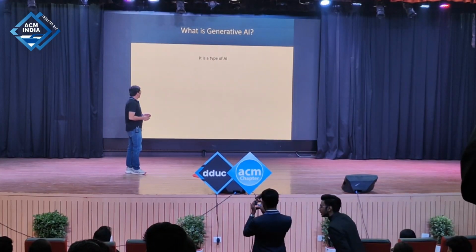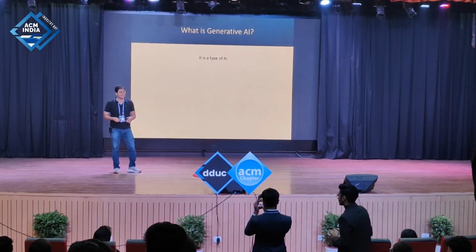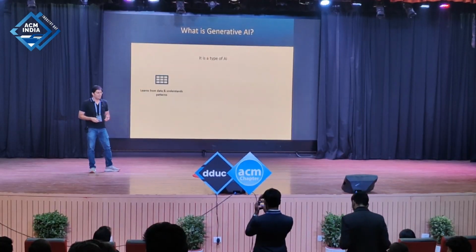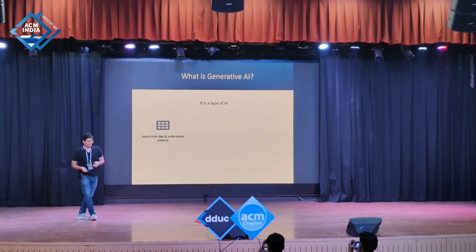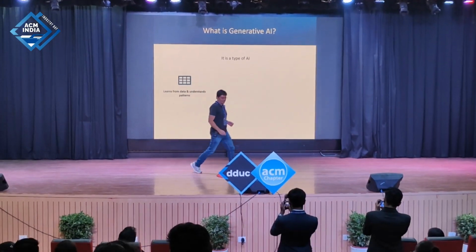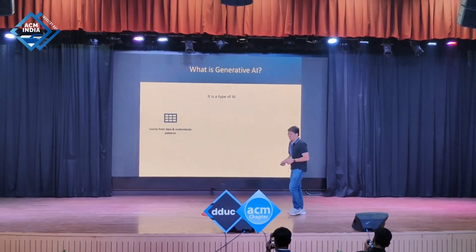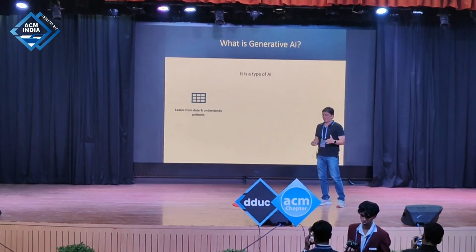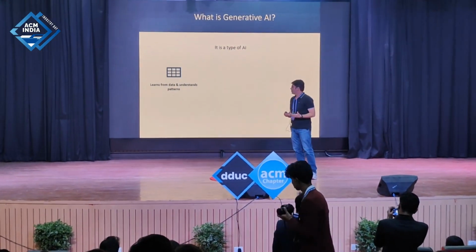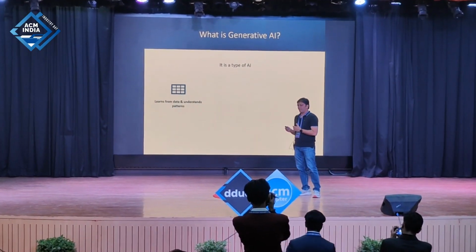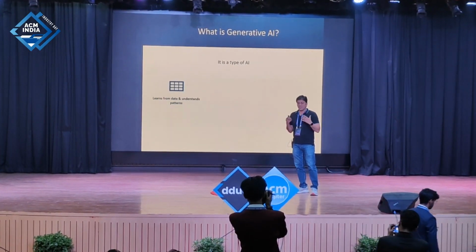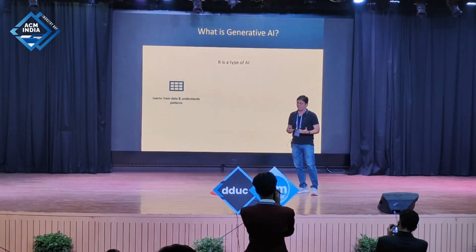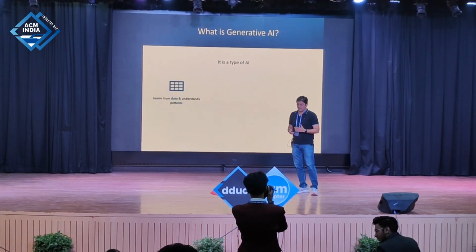So first of all, let's look at the basics. What is generative AI? It is a type of AI. First of all, AI models are using some data for training, right? So generative AI is a case where it is training on massive amounts of data. It is able to learn patterns, structures, recognize them, and then give answers based on that.